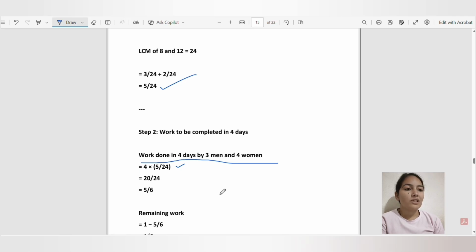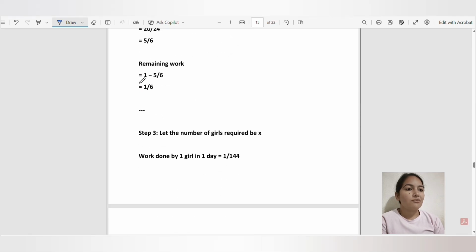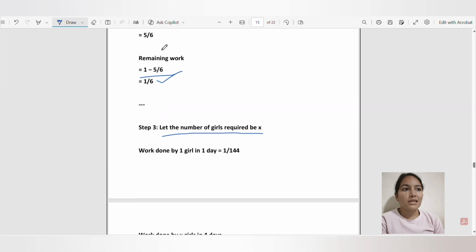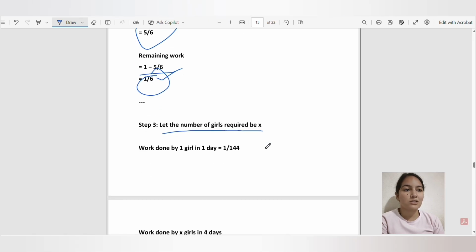Now what will be the remaining work? The remaining work will be 1 minus 5/6, so 1/6. We will calculate how many girls will be needed to complete this 1/6 work. Because 5/6 work will be done by 3 men and 4 women, and 1/6 will be remaining. So we have to find the number of girls to complete this 1/6 work.